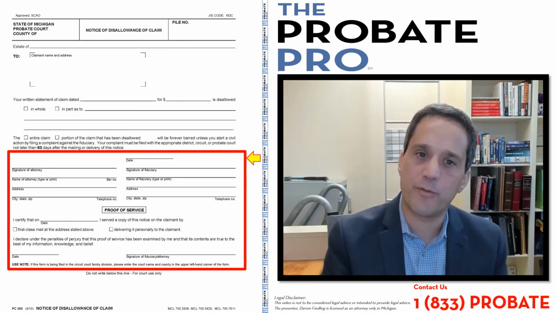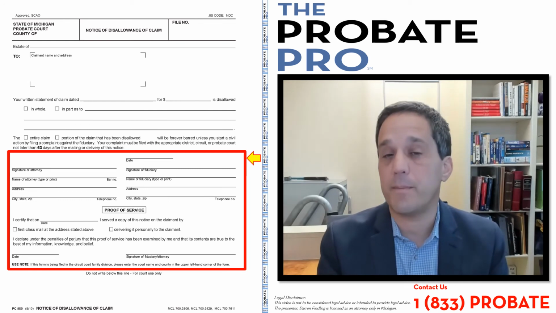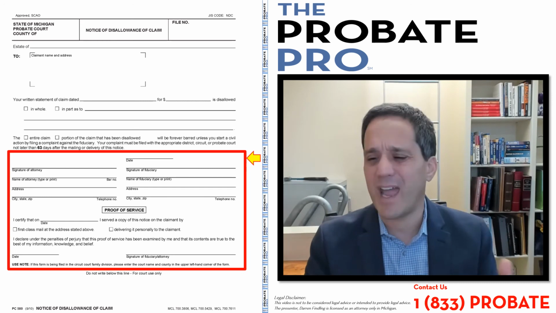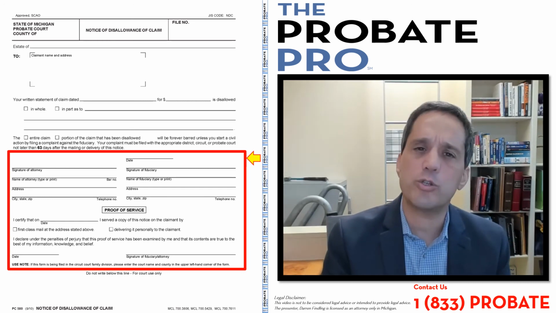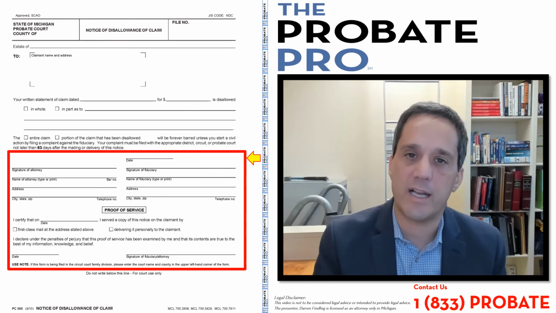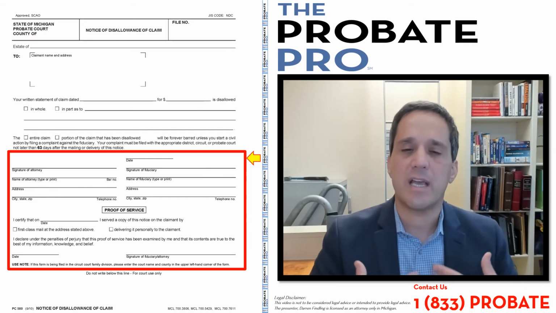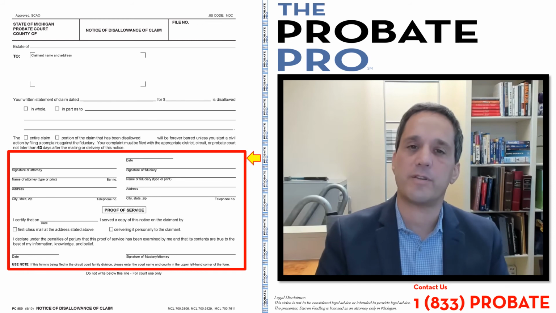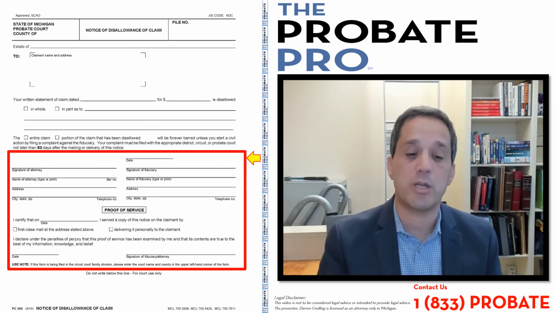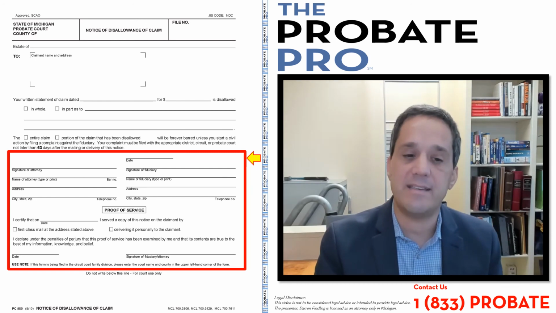So you fill out that proof of service, you identify whether you did it by first-class mail or if it was delivered. Sometimes it's delivered because it's a family member or a neighbor, but usually first-class mail is used. And then, of course, the penalty of perjury clause. The clause that says, I promise I'm completing this form under the penalties of perjury, that it's being done under the best of my information, knowledge, and belief, and then it's signed and dated.